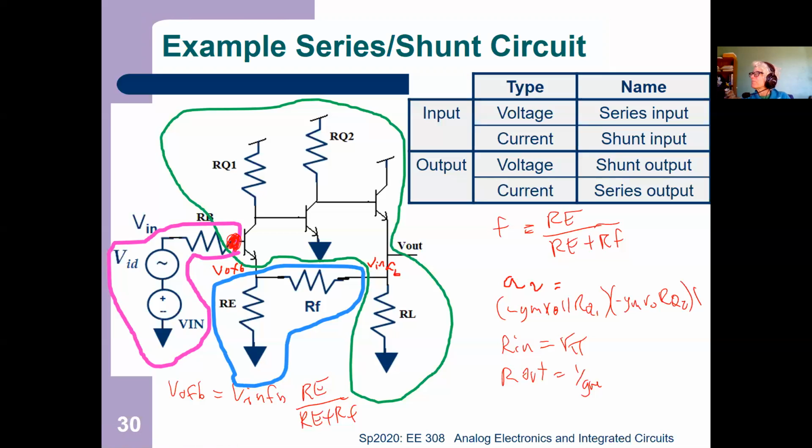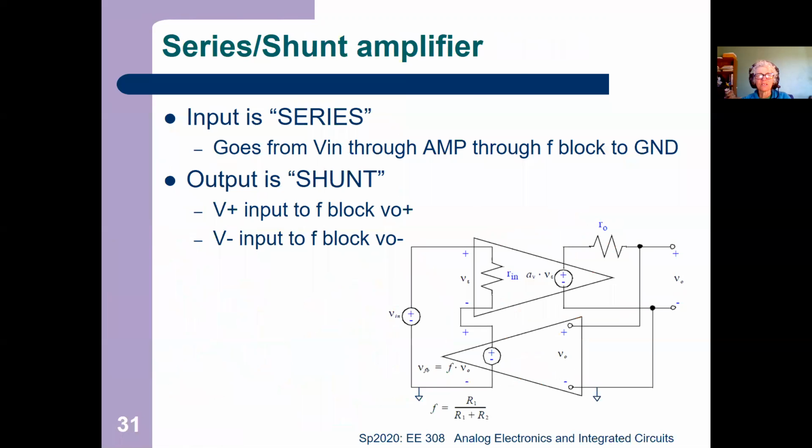How is the input series? You look at the output of the feedback block and see if it's on the exact same wire as VN. In this case, VN is on the base and the output of the feedback block is on the emitter. So they're not on the same wire. You have to go through a transistor to get to the other one. Okay, that makes sense. So much vocabulary in this. All right, so series shunt.